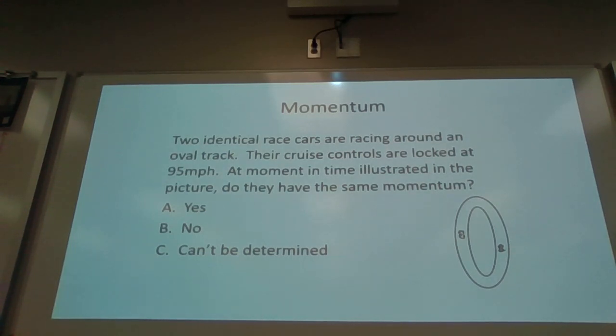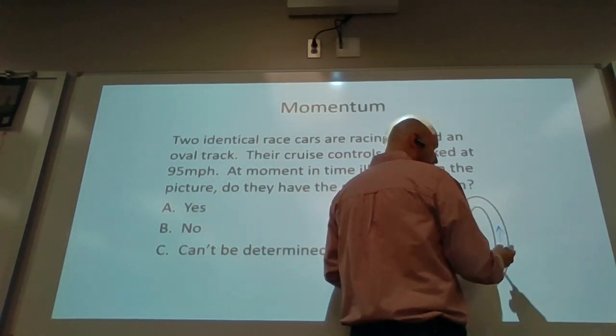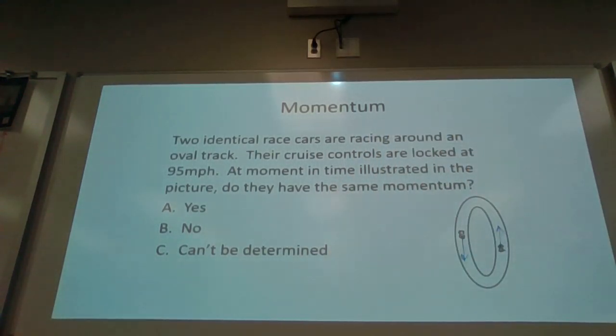I'm just going to tell you the answer to this one. Correct answer is no. Because at this moment in time, this one's moving north, this one's moving south. They have the same magnitude of momentum, but their directions of travel are different at that moment. But they're both going around the same racetrack. Yep, but one's going this way, the other one's going that way at that moment. Now, if they're on the same straightaway, then they would have the same momentums.